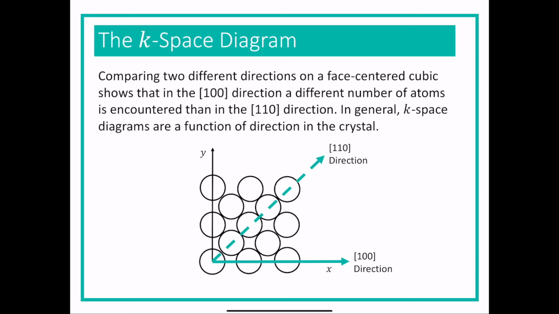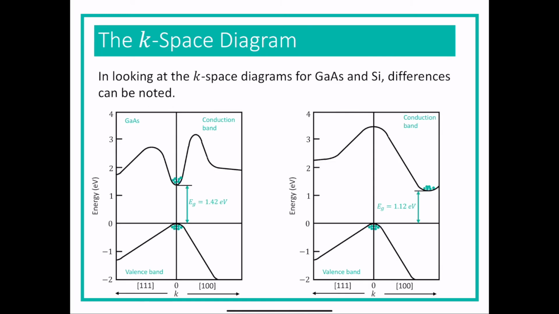The diagrams, and this is not something I'm ever going to ask you to reproduce, it's just a simple diagram to help you understand something, hopefully. If we look at gallium arsenide and silicon, you can see that they have a much different relationship between energy and momentum than just an electron in free space.